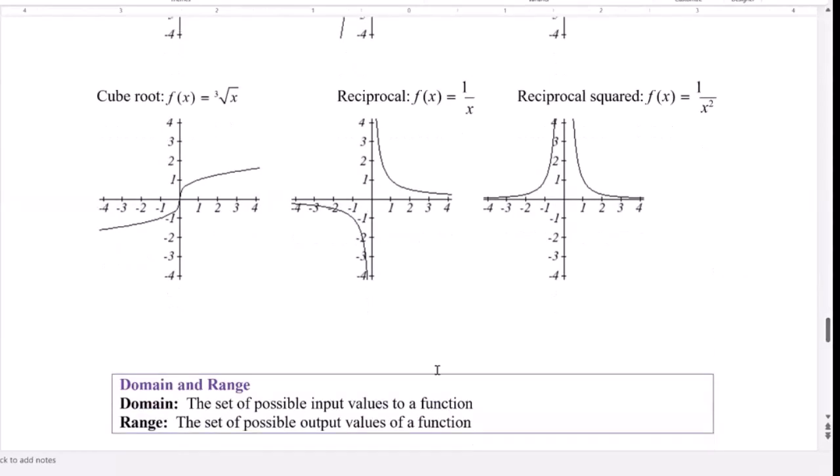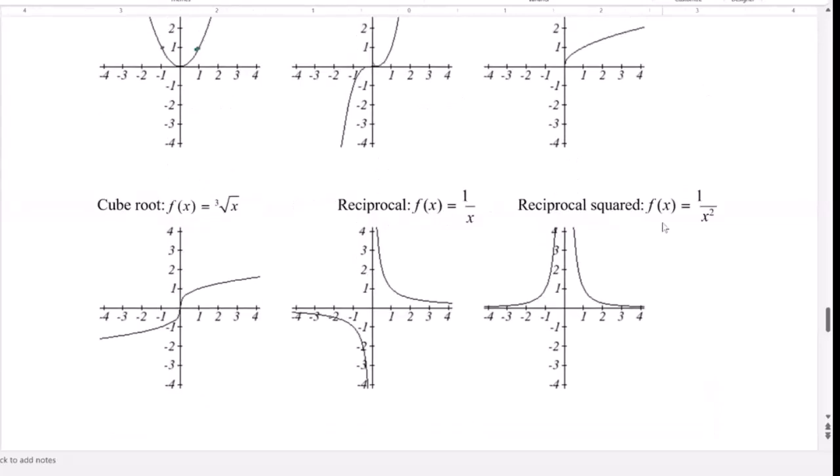Then what we were going to do is talk about the domain and range. And what I'd like to do is go back and talk about the domain and range for each one of these functions.